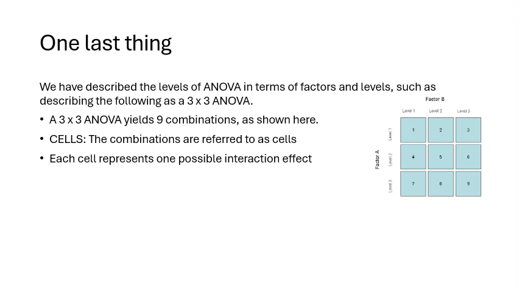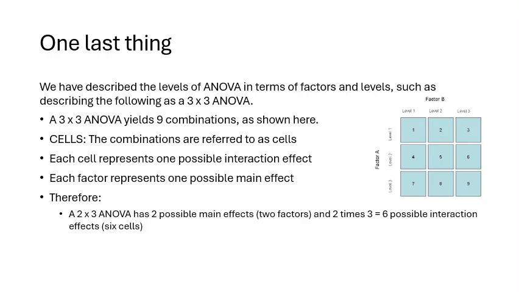But now note this: each cell represents one possible interaction effect. So each one of these is combining 2 levels of these 2 factors, and that's a potential interaction. So that means that there are 9 possible interactions here in this design. So each cell is going to represent one possible interaction. Each factor would represent one possible main effect. So a 2x3 ANOVA has 2 possible main effects because it has 2 factors, and 2 times 3 equals 6 possible interaction effects, 6 cells.